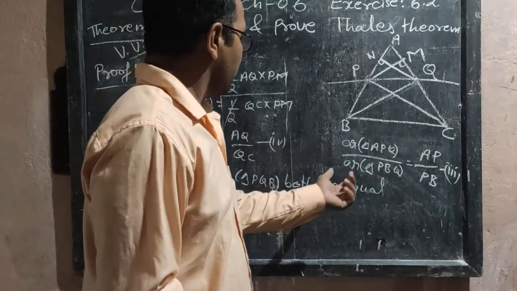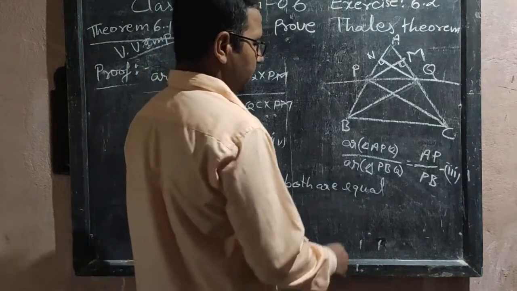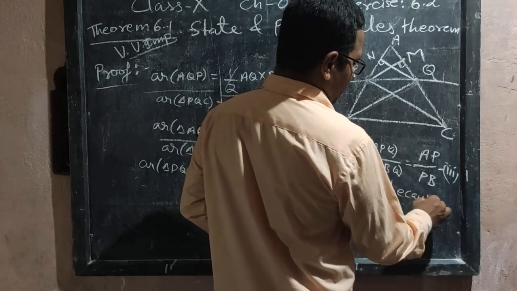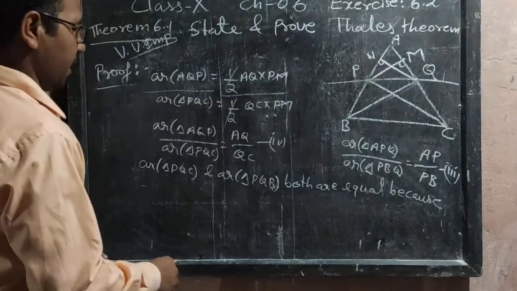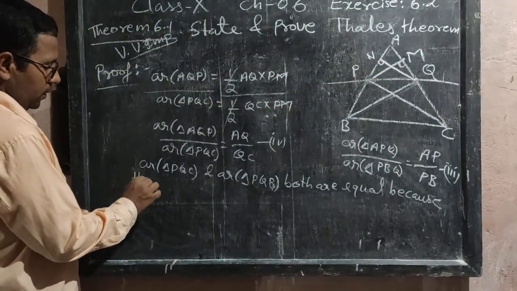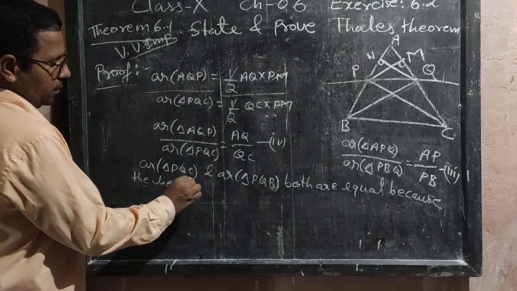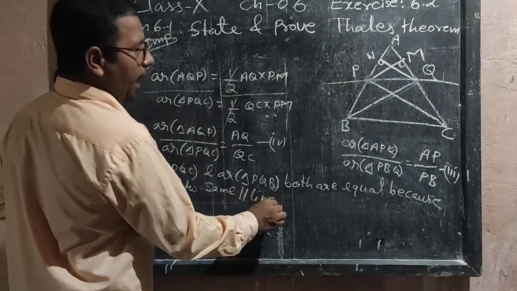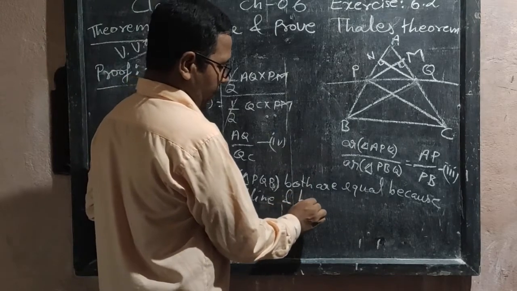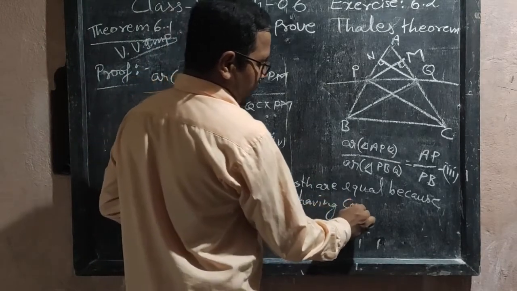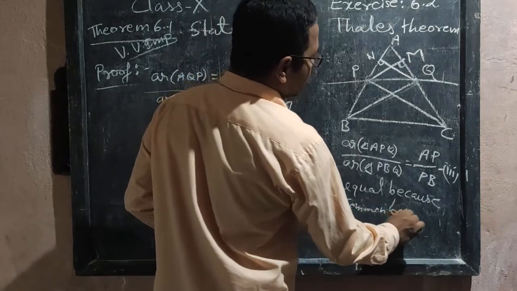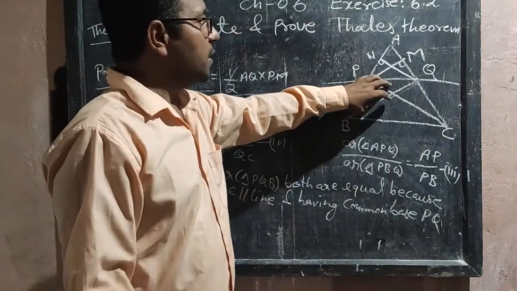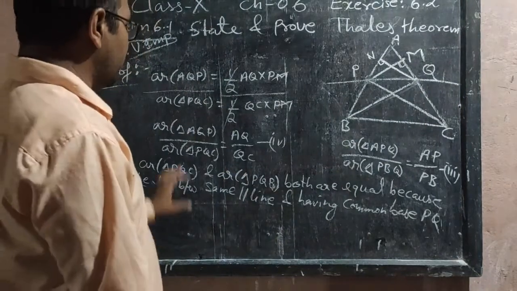Area of triangle PQC and area of triangle PQB are both equal because they lie between the same parallel lines and have the common base PQ. So that's why this area and this area are equal.